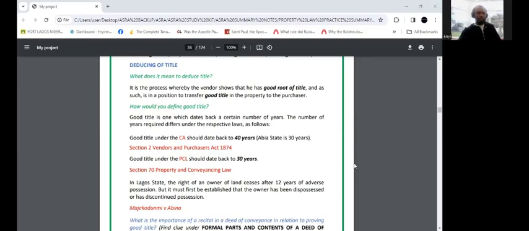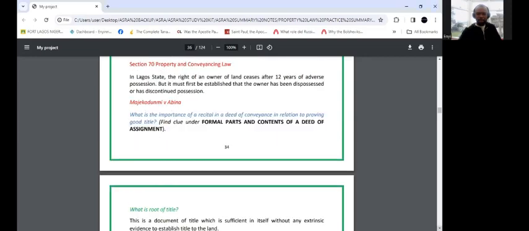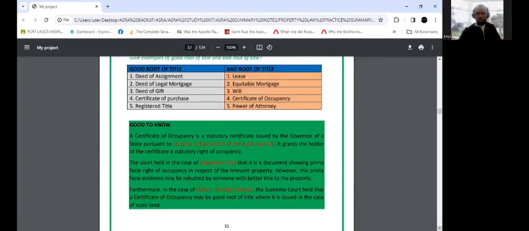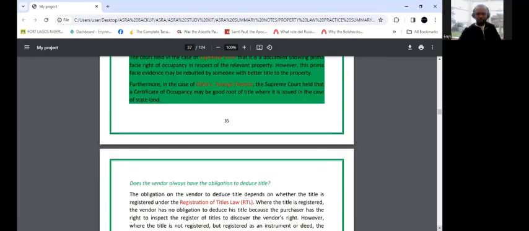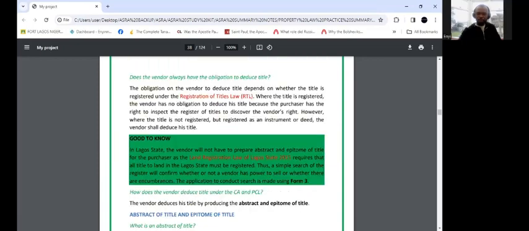Now, how does the vendor do this? The vendor does this primarily by employing the use of two documents. One is the abstract of title, and the other is the epitome of title. Now, what's the abstract and what's the epitome of title?